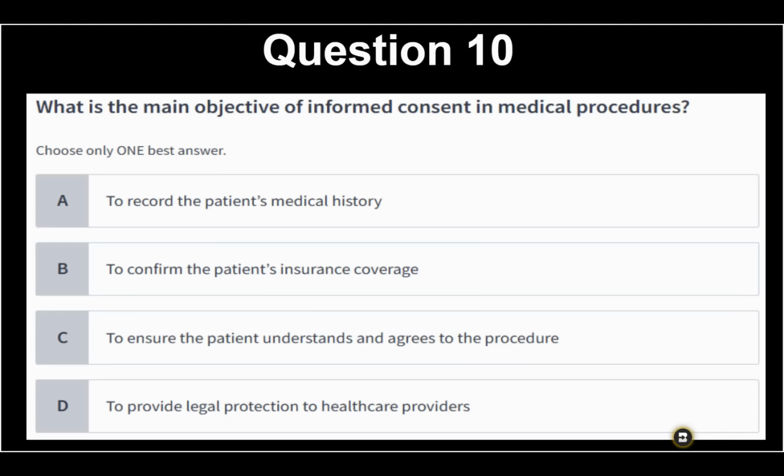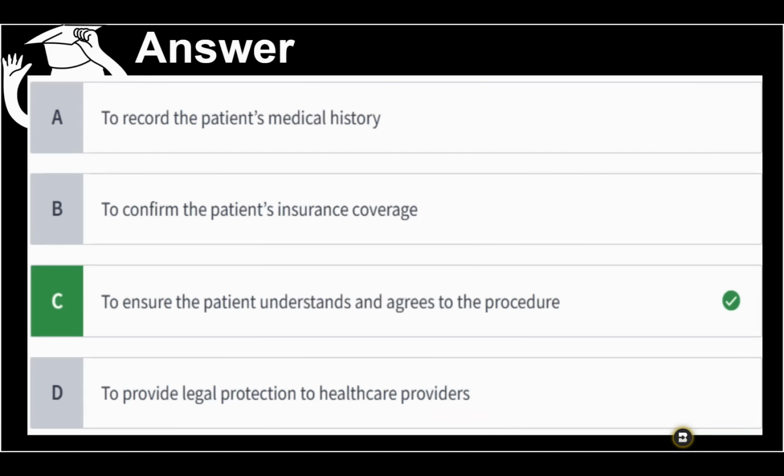Question 10. What is the main objective of informed consent in medical procedures? Is it A, to record the patient's medical history, B, to confirm the patient's insurance coverage, C, to ensure the patient understands and agrees to the procedure, or D, to provide legal protection to healthcare providers? If you said C, then you are correct, to ensure the patient understands and agrees to the procedure.